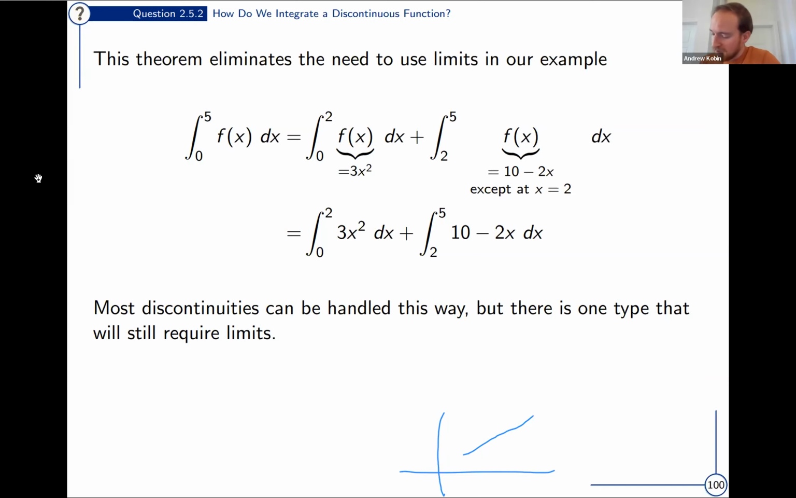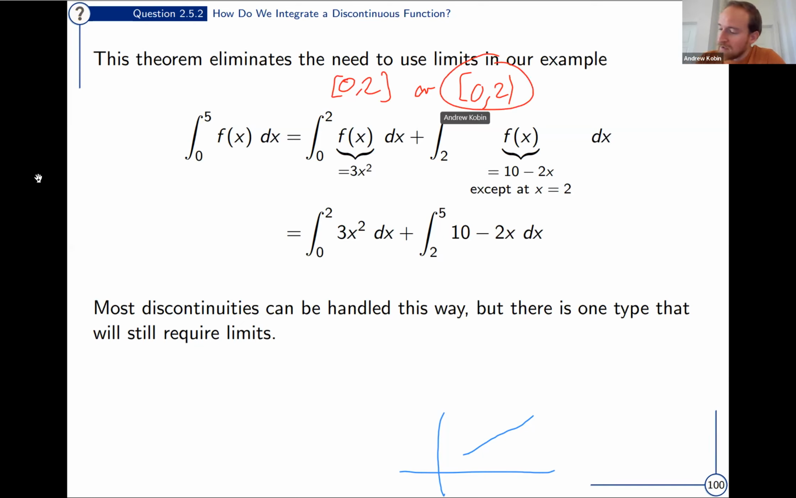You can think of this as the difference between integrating over the interval from 0 to 2 as a closed interval, or from 0 to 2 as an open interval. And the previous theorem says that the values of the integrals are the same either way.